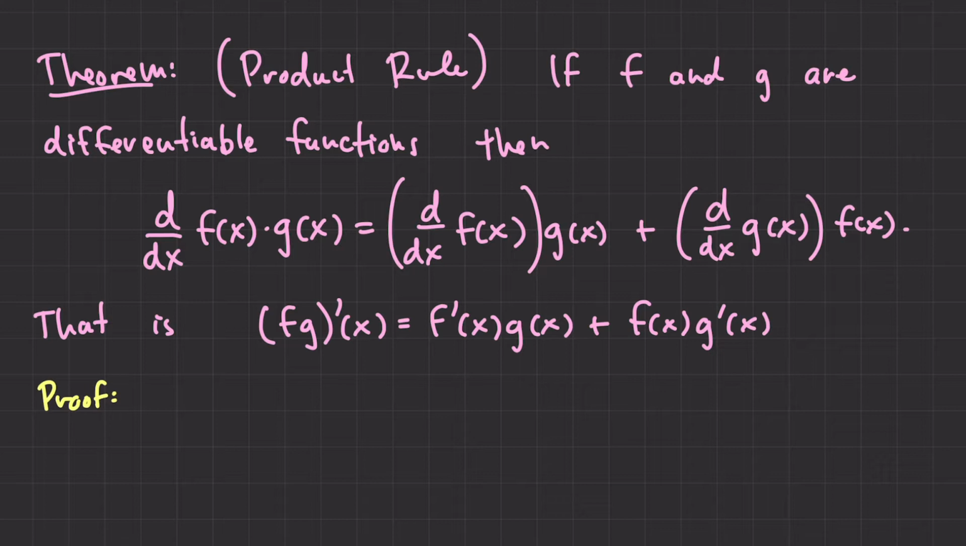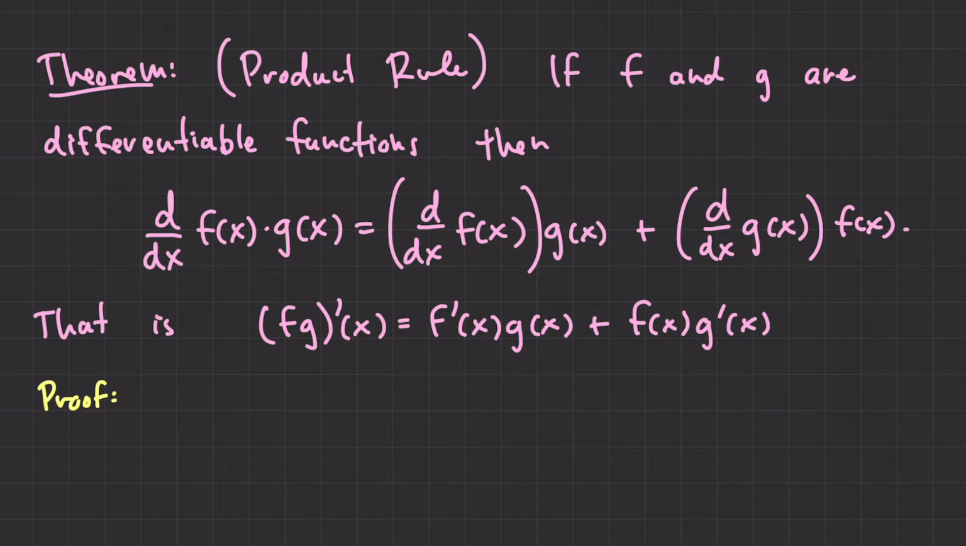Yay! Okay, let's talk about the theorem that is often referred to as the product rule. So the product rule tells us that if f and g are differentiable functions, then the derivative of f of x times g of x, so the derivative of the product of two functions, is equal to, well, the derivative of the first function times the second function plus the derivative of the second function times the first function. So there's a lot of symmetry here. It's really nice that way.